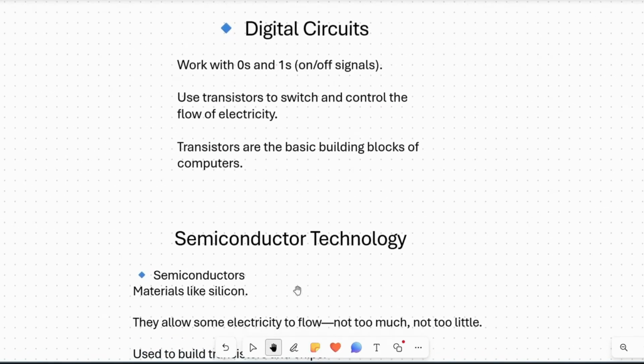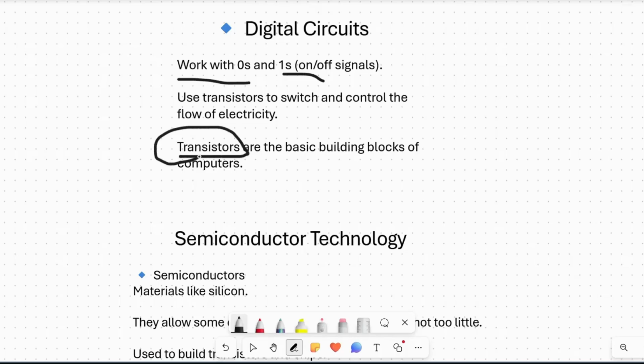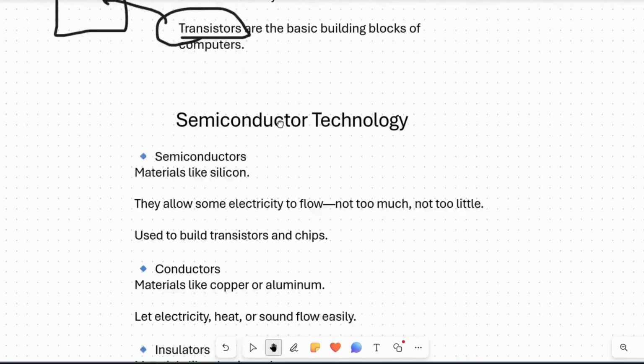And a digital signal works with 0 and 1. If it's on, it's 1, otherwise it's off. It uses transistors to switch and control the flow of electricity. Transistors are the basic building blocks of computers. This is very important because it helps to build the processor. We use transistors for building a processor.